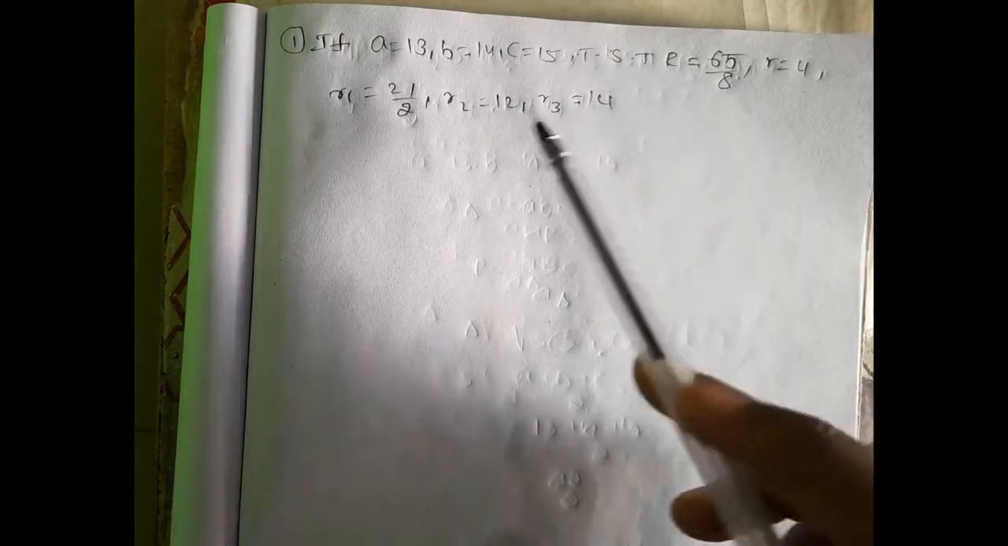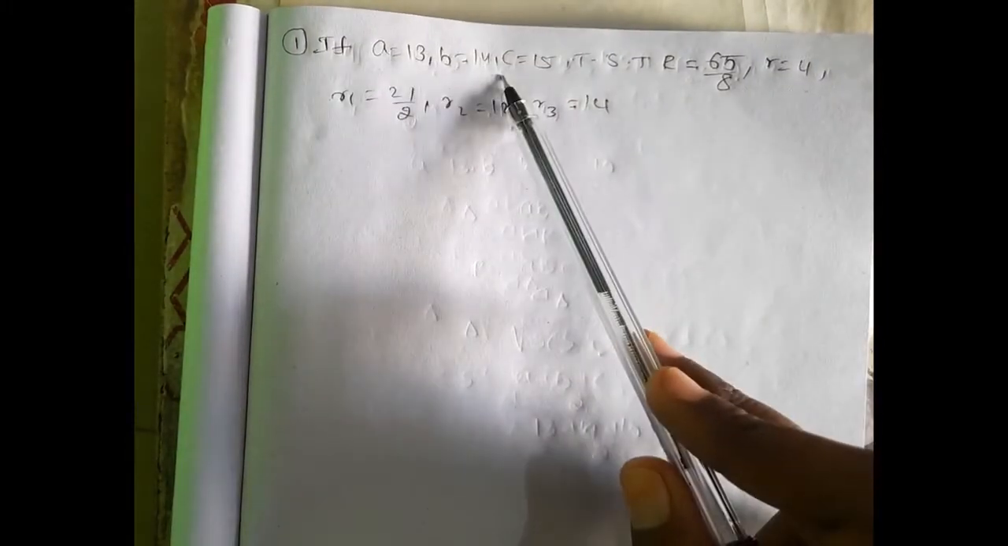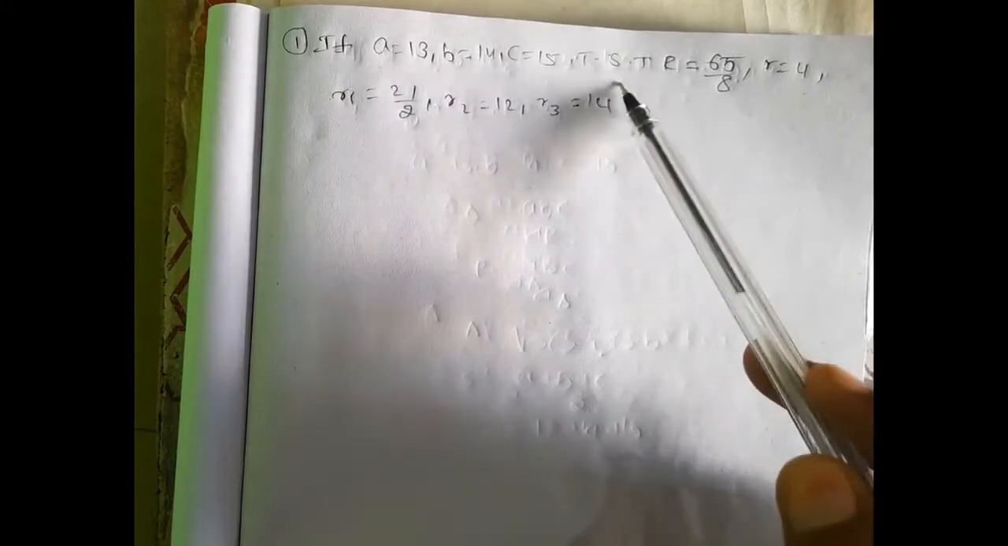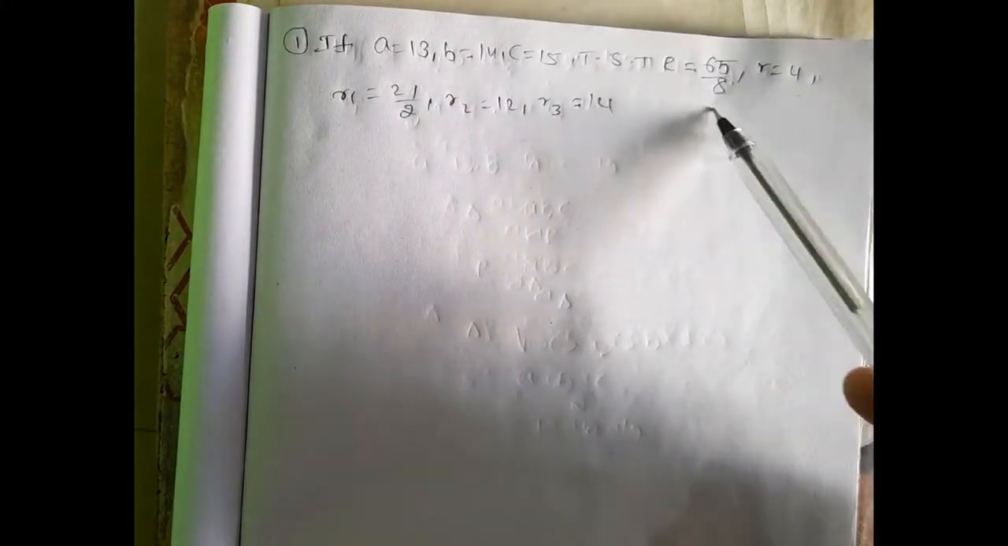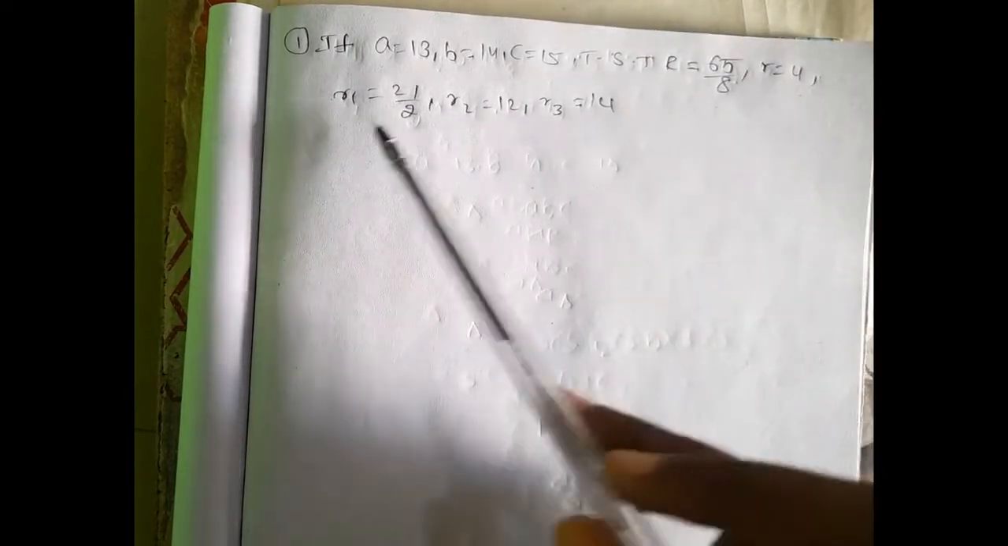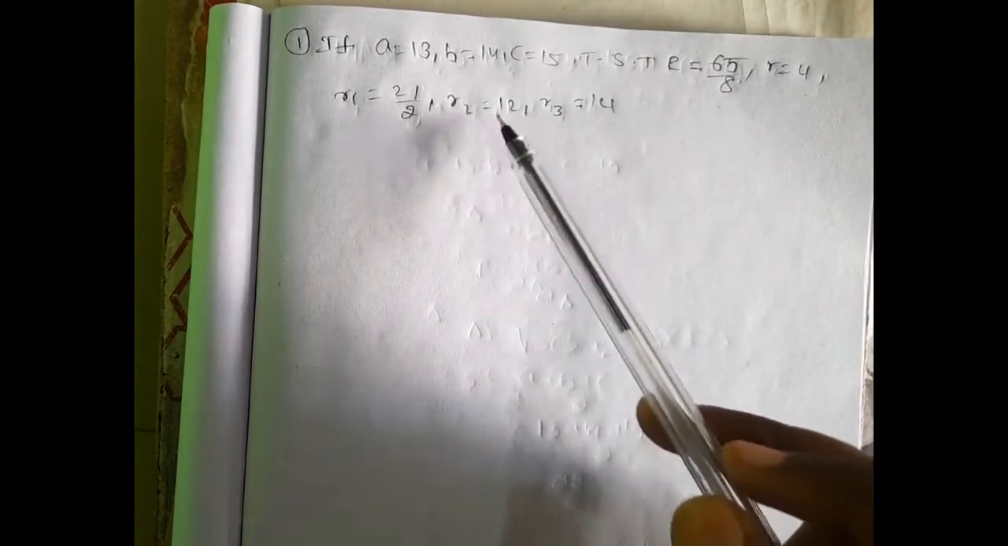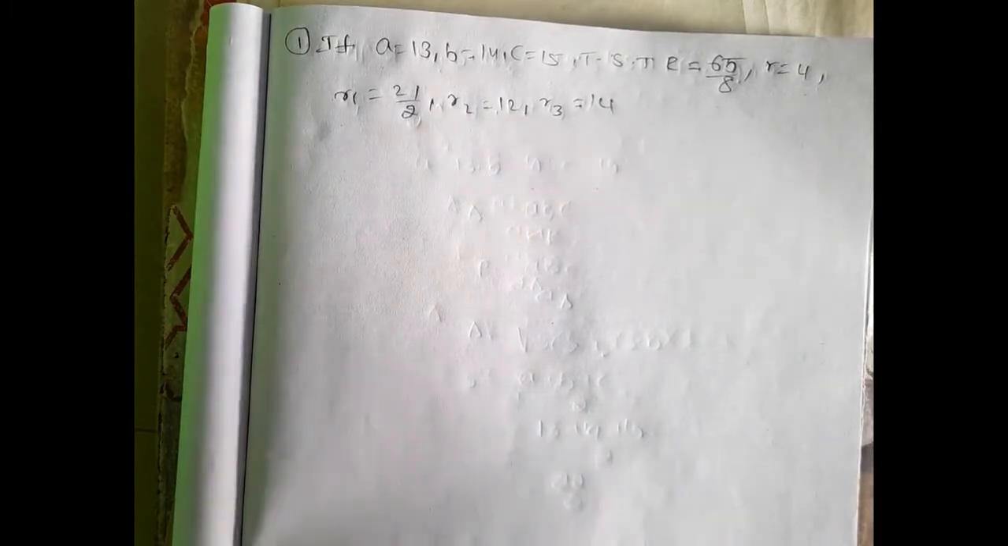Today we are going to solve questions in properties of triangle. The first question is: if a equals 13, b equals 14 and c equals 15, then show that the circumradius capital R equals 65 by 8, the inradius small r equals 4, R1 equals 21 by 2, R2 equals 12 and R3 equals 14.